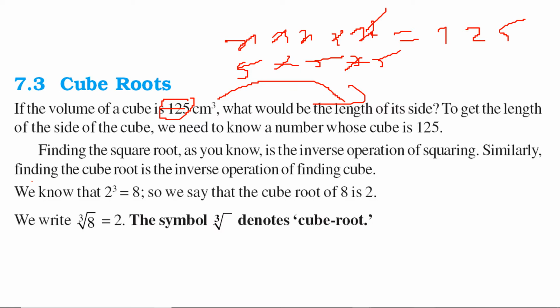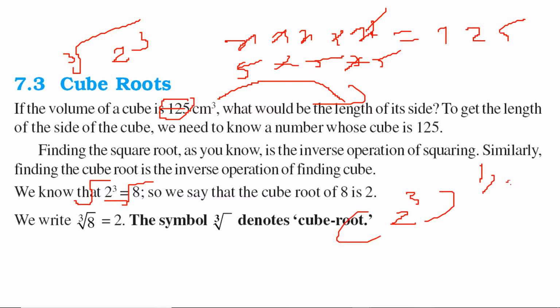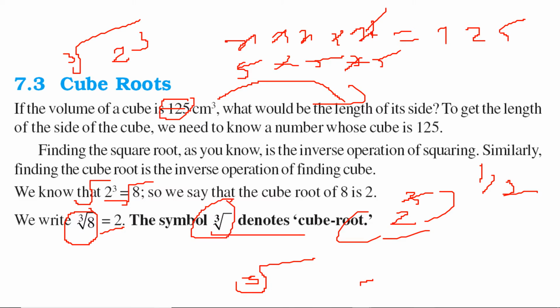So how to get it? You know that 2 cube is 8. So we say that if you take the cube root of 8, you get 2. This is 2 to the power 3, and the cube root of it is nothing but 2 to the power 3 to the power 1 by 3. This cube root is written like this. So this is nothing but to the power 1 by 3. So 3 gets cancelled, you get 2. This is the cube root of 8, you get 2. So this is how we denote the cube root.